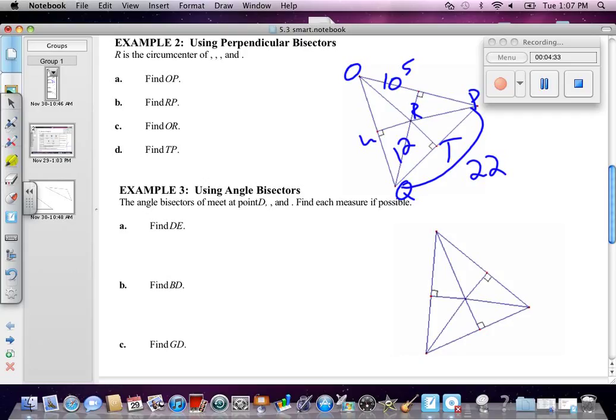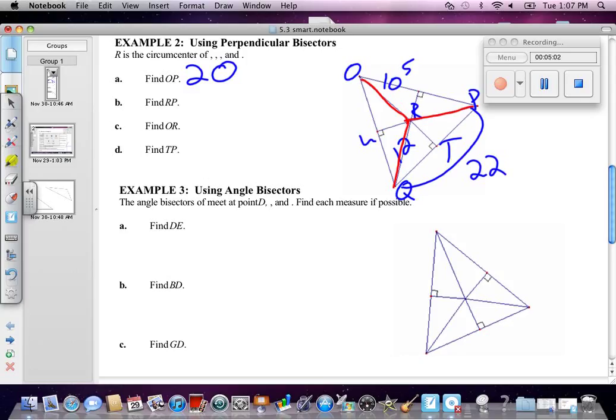So we know that the lengths from the center to the vertices are the same. Perpendicular bisectors, the center to the vertices. These in red are all the same. Okay. O to P would be what? Right, because O to S is 10, so O to P would have to be 20, because perpendicular bisectors cut at the midpoint.